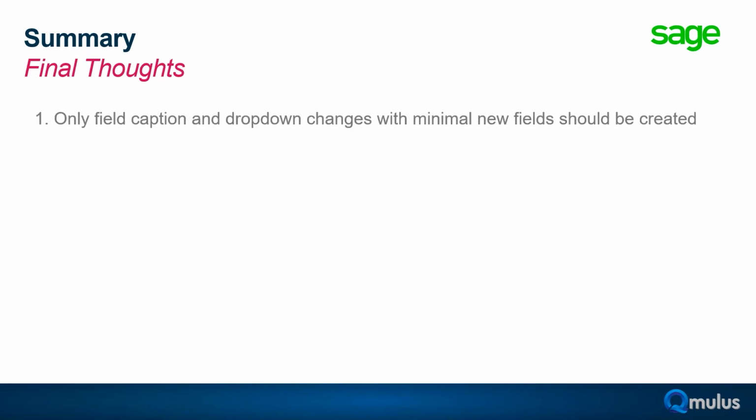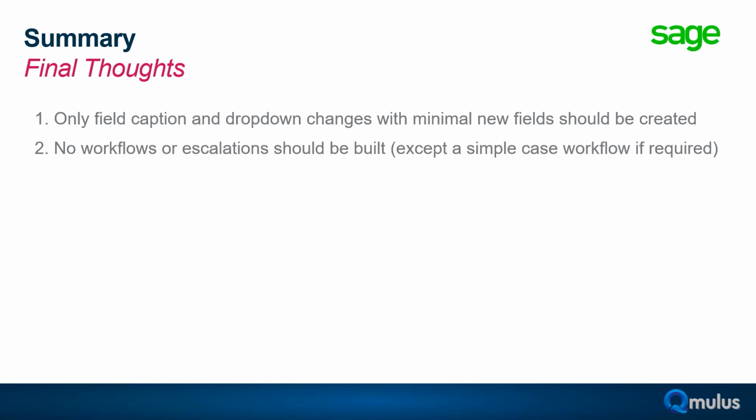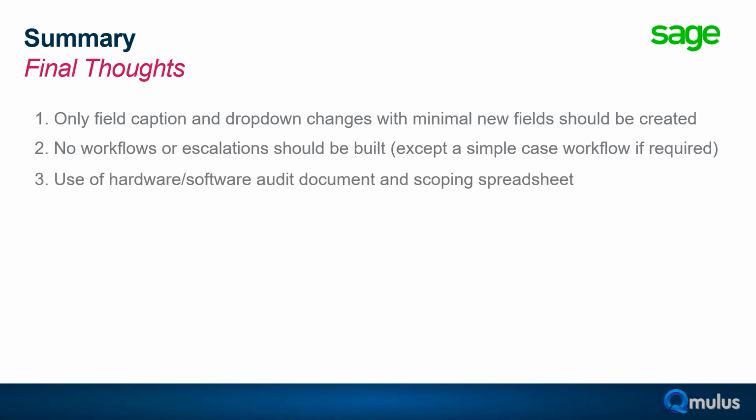So that's basically it, the 357 method that we use, and something that we've been using for the past few years. So just to summarize some of the key points on 357, we generally only specify field captions and drop-down changes with minimal new fields that should be created. No workflows or escalations should be built, except potentially a simple case workflow if required.